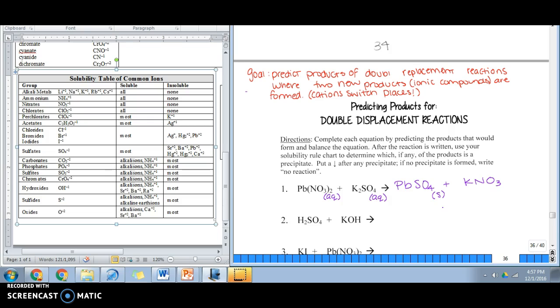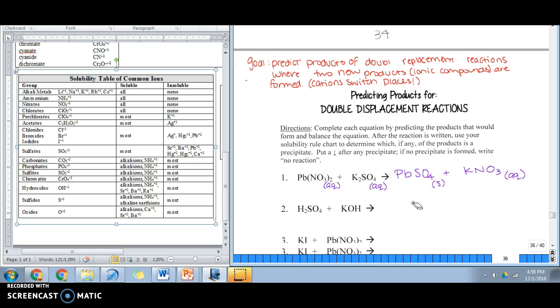Then we have to look at the second product. We're going to look for either K or NO3. Here's our first group of alkali metals. K is part of that. All alkali metals, when bonded in an ionic compound, are soluble. None of them are insoluble. Soluble means it dissolves in water, which means we are going to have an aqueous solution as our product for KNO3. Because this solid formed, we have a chemical reaction.